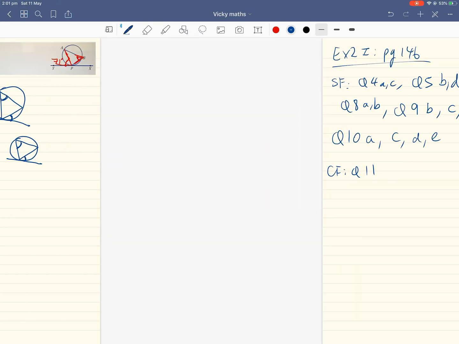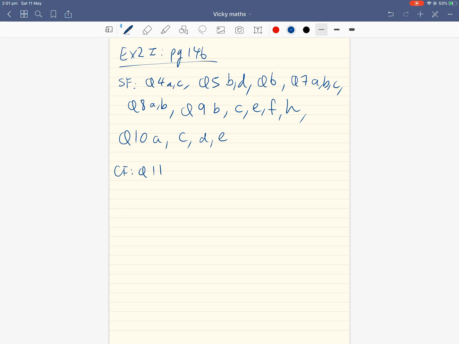And that's it for all the circle theorems that you need to know, how to apply the different theorems to solve the unknown values. That's a to-do list for exercise 2i.